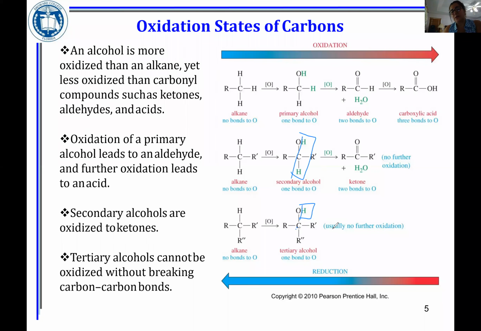oxidized. So in the lab, we actually use this in order to identify the alcohol. Let's say you add chromic acid and it doesn't oxidize, that means your alcohol must be a tertiary alcohol. So you can actually use this to your benefit for identification of an unknown compound. Okay.